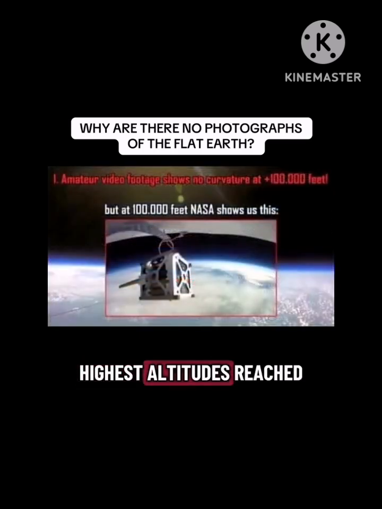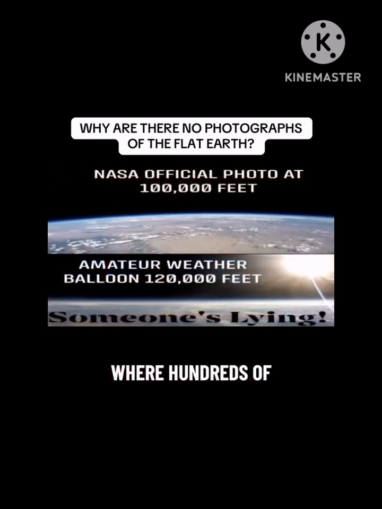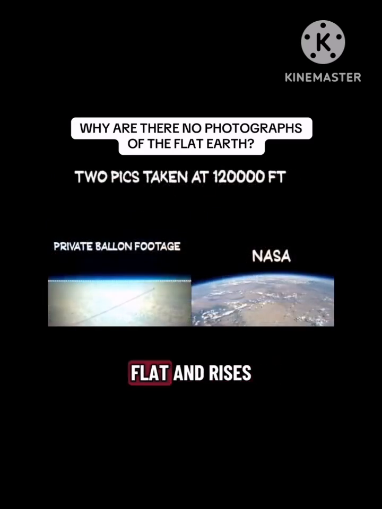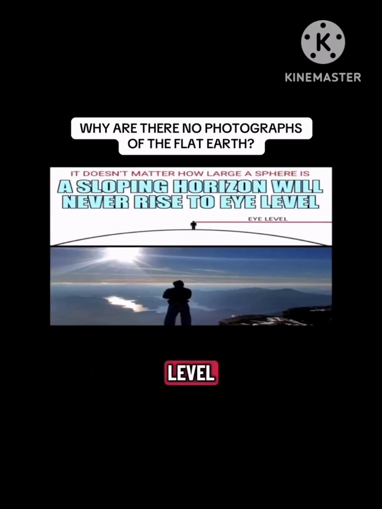Even at the highest altitudes reached by amateur rockets and balloons, where hundreds of miles can be seen in all directions, the horizon remains flat and rises to the eye of the observer, a physical impossibility on a globe of given proportions, which requires an apparent and easily visible curvature drop even at ground level.